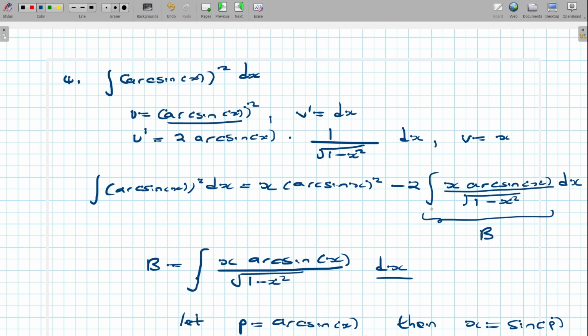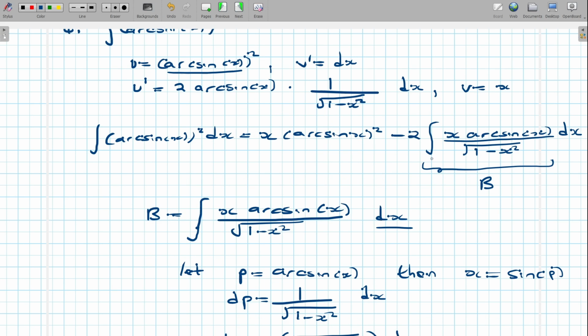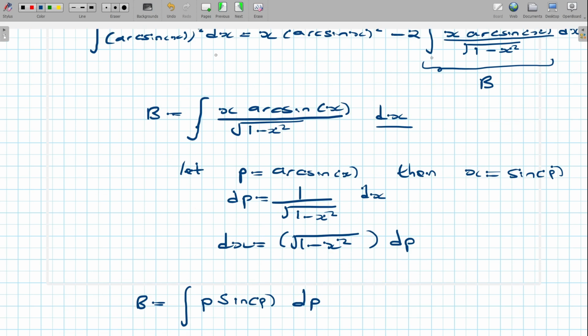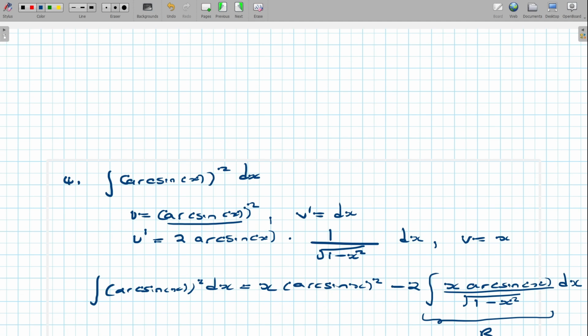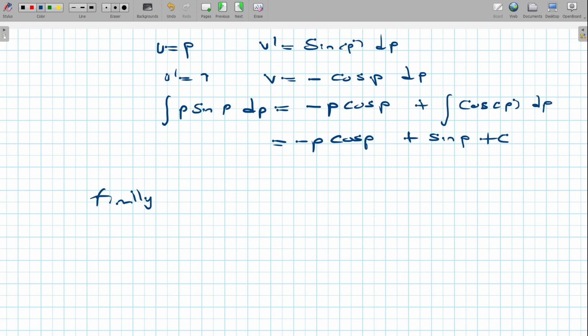All we have to do now is write everything so that we can have one single answer. So let's now copy everything. So finally, maybe we can say that this is equal to I, so that we don't write a lot of things. So now finally we can say I is going to be equal to x multiplied by arc sine of x squared, like so, and then plus, and then let's check what we have here.